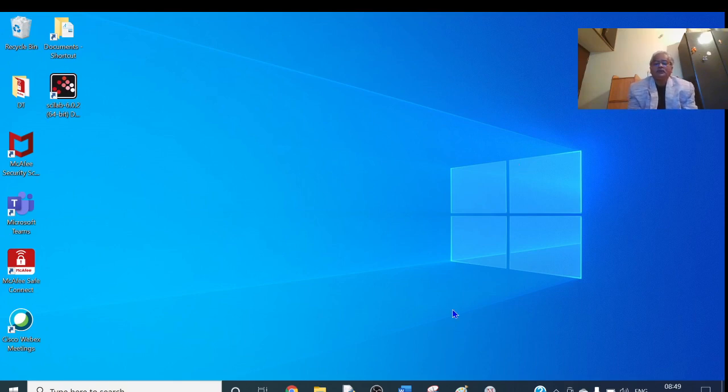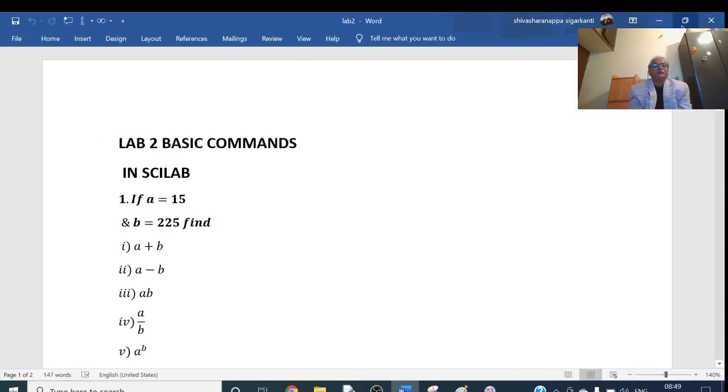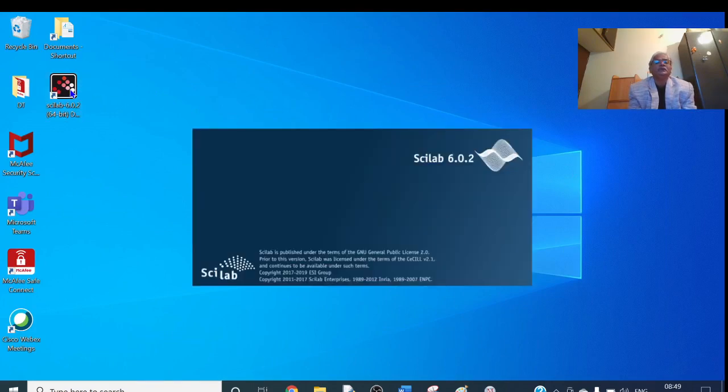So here I want to execute the commands. I want to execute these in Scilab. That is, if A is something, B is something, we have to find out A plus B, A minus B, A into B, A by B, A to the power of B, something like this. For that, what I need to do is, I will open Scilab. The Scilab shortcut is here on the desktop. I will open it.